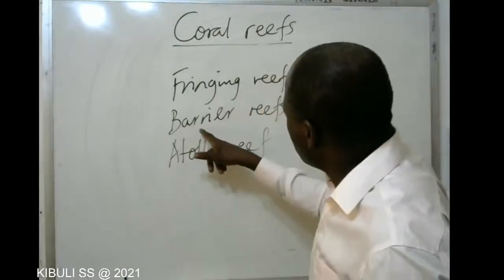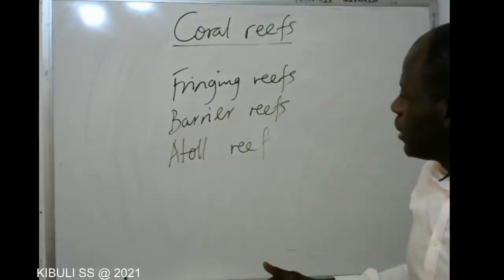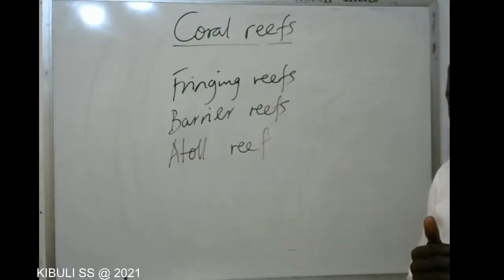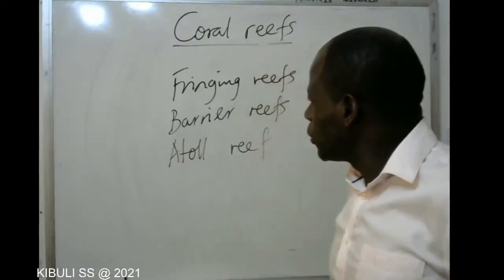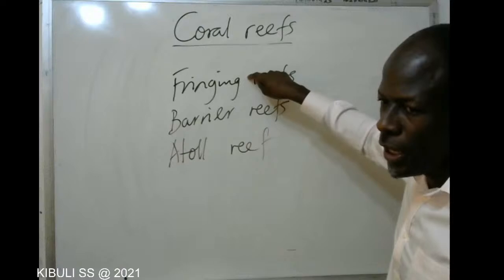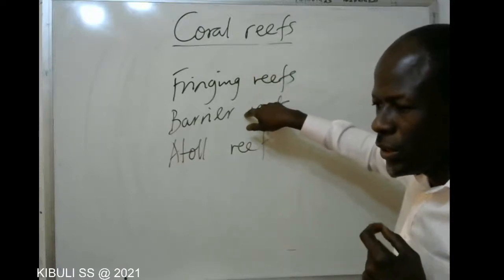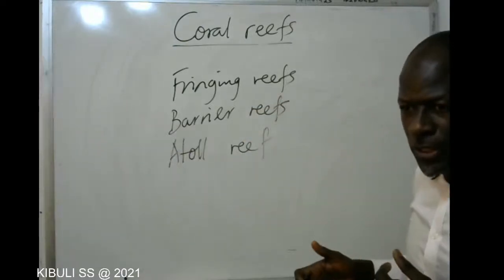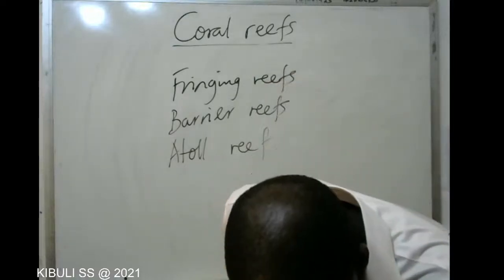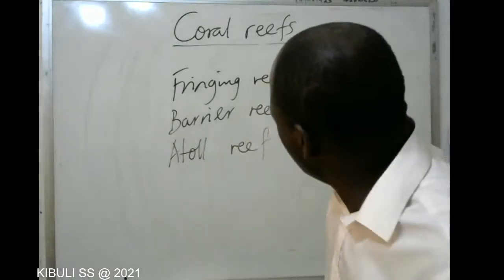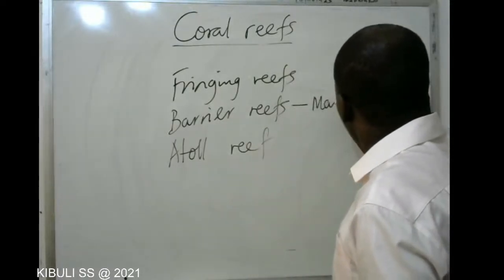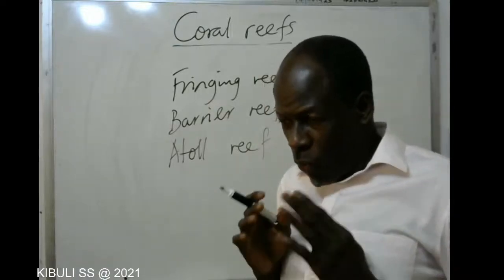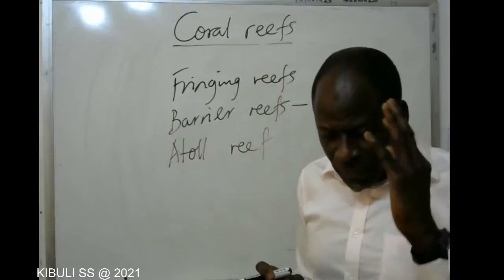Then the other type is the barrier reef, which forms far from the coast, and it is separated from the coast by a deep and wide lagoon. So here we said the lagoon is shallow and narrow; here we are saying the lagoon is deep and wide, because it forms slightly far from the coast. That is what we call the barrier reef. And the best example we have in East Africa is found at Mayotte, along the coast of East Africa. We have an illustration there. Now when we are illustrating these two, compare that of the fringing and that of the barrier.